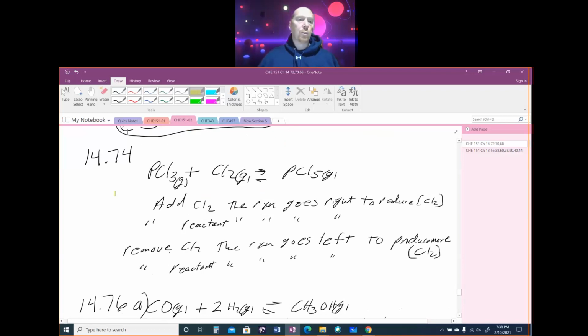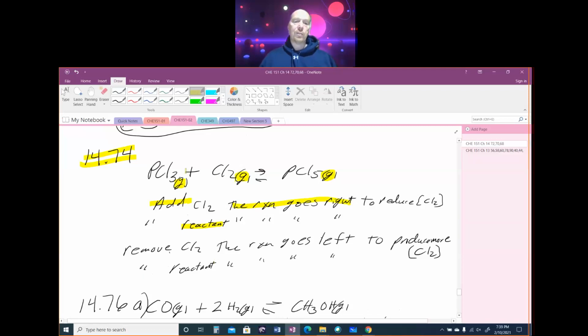All right, so 1474, we have PCl3 plus Cl2 going to PCl5. What happens to our equilibrium? We're at equilibrium, and now we're going to add Cl2. Well, what happens is now we have too much Cl2. We've added some to our perfect equilibrium. And so it has to go to the right to get rid of some of that Cl2. So anytime you add a reactant, the reaction is going to go to the right as long as that reactant is a gas, all right, or if it is aqueous. If it's a solid or liquid, it doesn't make any difference.